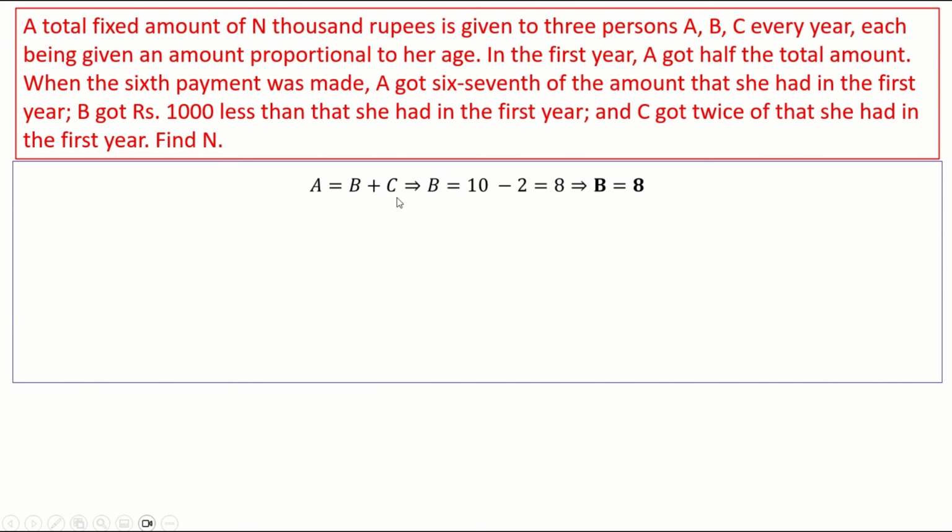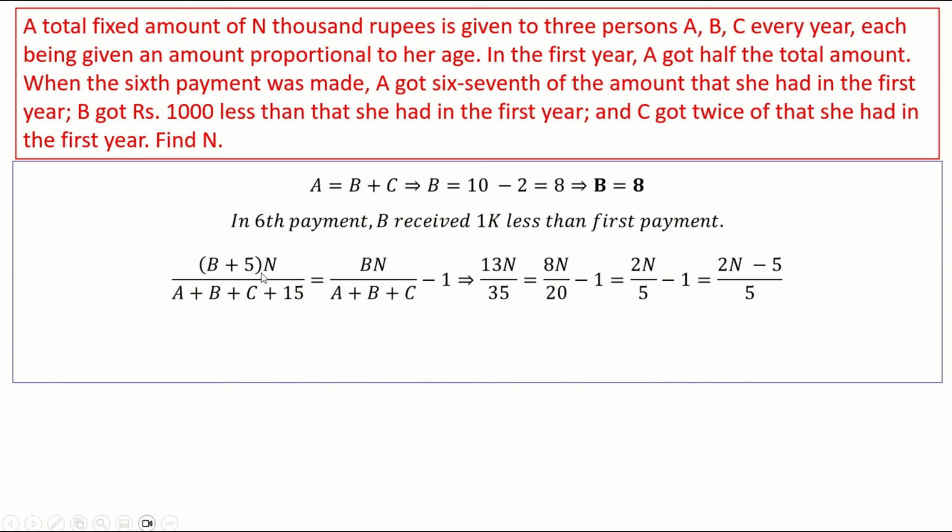Similarly, we can derive B as 8, since A equals B plus C. Sixth payment, B received 1K less than the first payment. Okay, so this is required to solve n. (B plus 5) into n by (A plus B plus C plus 15) equals Bn by (A plus B plus C) minus 1. 1000 less, so 1K less. Total is nK, n thousand rupees, not n rupees. So here it is 1K. Be careful about it. This will decide your unit basically. You can put 1000 also and solve the problem, but the units will be different in that case.